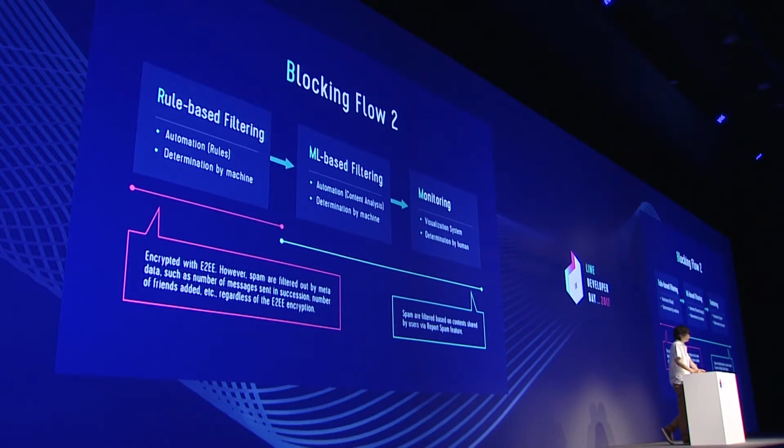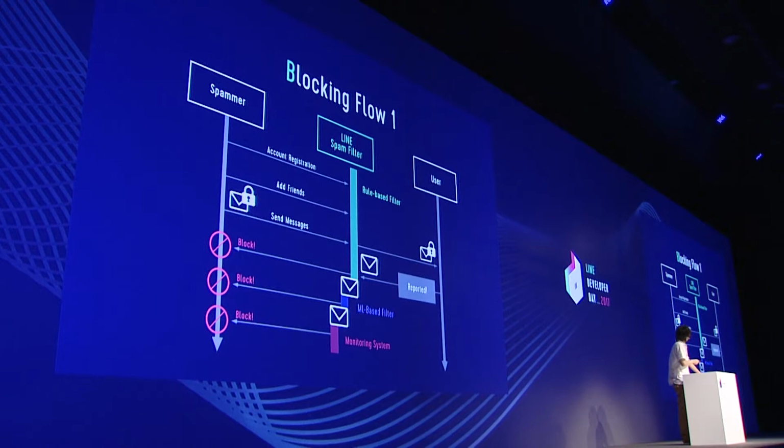Once the message is sent and the user reports the message as spam, the message itself will be sent to Line. Here we will analyze the message itself, and we also perform a machine-based analysis. Eventually, we'll do the machine learning-based analysis, and eventually, this analysis will be conducted by human eyes. So going back to the previous screen, once the message gets reported by the user, we will look at the message itself to make a judgment.